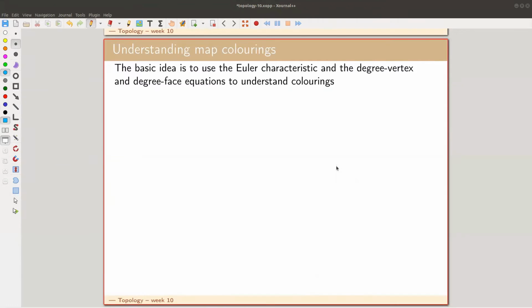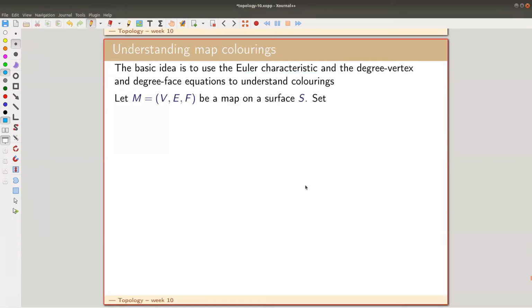So the Euler characteristic, what a beautiful tool, gives us a way to understand colorings of maps, which I personally find very surprising. It looks completely unrelated. At least I think it looks completely unrelated, but it's not. It's kind of pretty cool. So again, keyword is Euler characteristic. We will use our good old friend, the Euler characteristic.